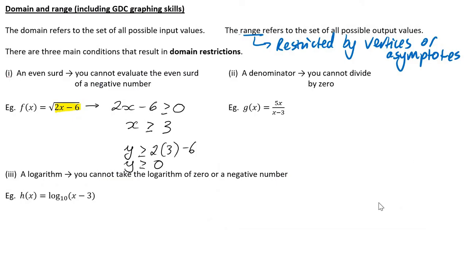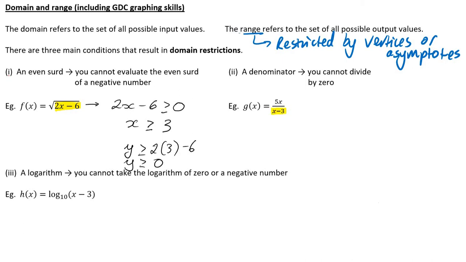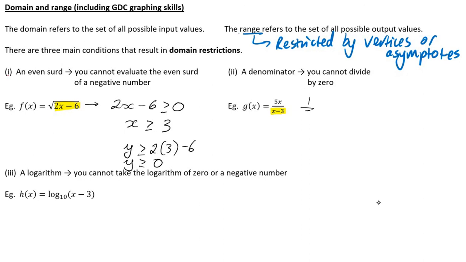The second example is where you have a rational function. So you have a denominator. And what that implies is that you cannot do 1 divided by 0. So for a rational function like this, to restrict the domain, we say x minus 3 cannot be 0. So x cannot be 3. How we usually write that is x is an element of the real numbers where x cannot be 3. But this would be acceptable.